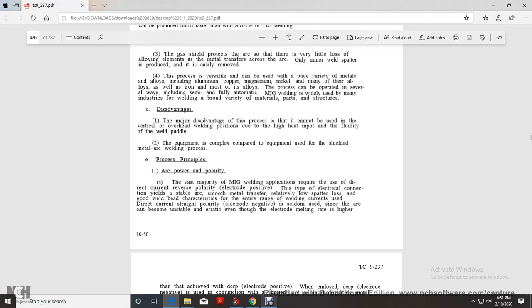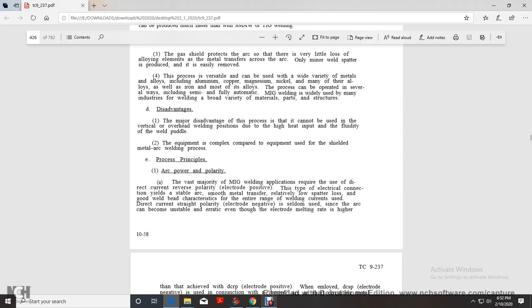The equipment is complex compared with the equipment used for the shielded metal arc welding process. Process principles, arc power: the vast majority of MIG welding applications require direct current reverse polarity, electrode positive. This type of electrode connection yields a stable arc with smooth metal transfer and relatively low spatter loss, and good weld bead characteristics over the entire range of welding currents.